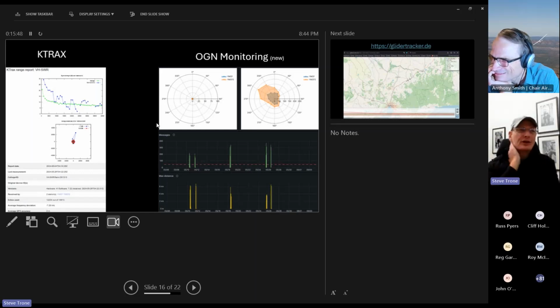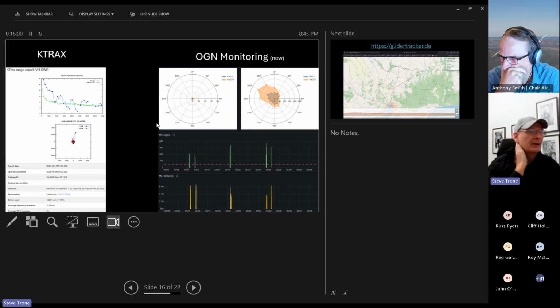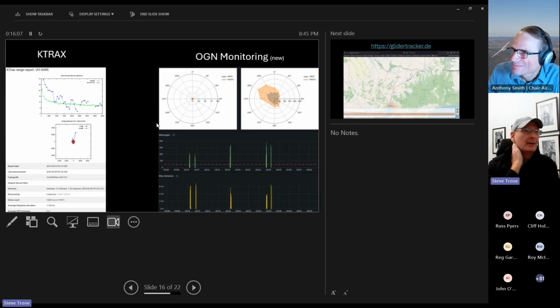Now, Anthony suggested today that we show an aircraft, what it looks like on K-Tracks when we put it up, but also in the OGN monitoring. And that's what this site does. Interesting, I think this is a tug up at Darling Downs, SWR. K-Track shows good. It's got a good visual out the front with that big pointy bit of blue. It's worthwhile having, especially if it's the direction you're going.